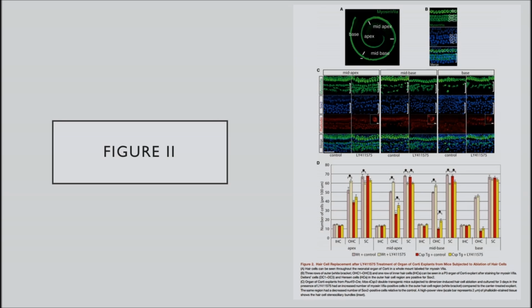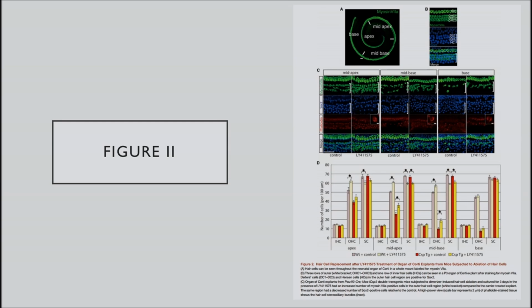In Part C of Figure 2, hair cell-specific caspase activation was used to destroy hair cells. In the presence of the gamma secretase inhibitor, there's decreased expression of SOX2 and increased expression of myosin 7A. SOX2 is a gene that is important for suppressing neural differentiation and modulates the renewal of stem cells.